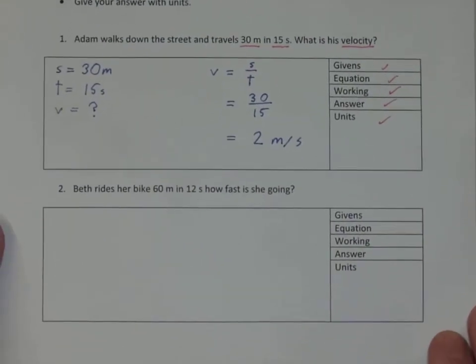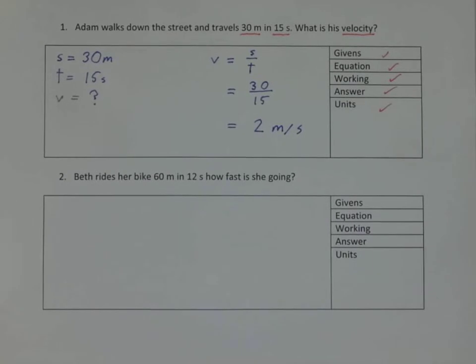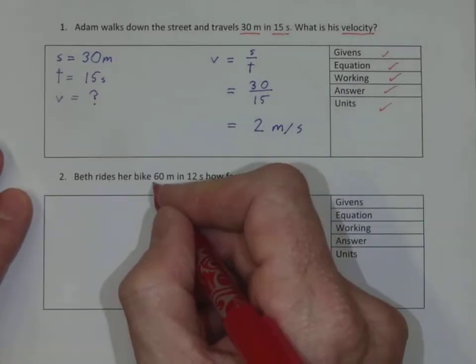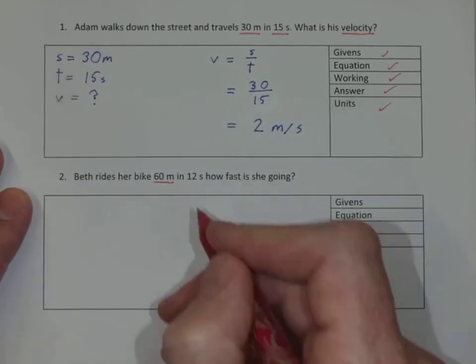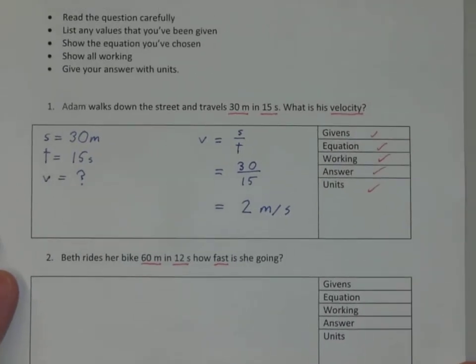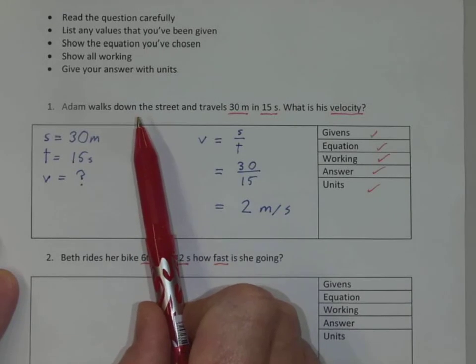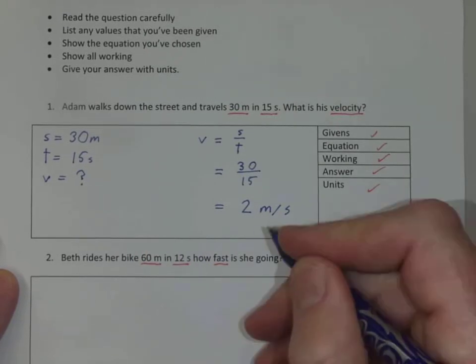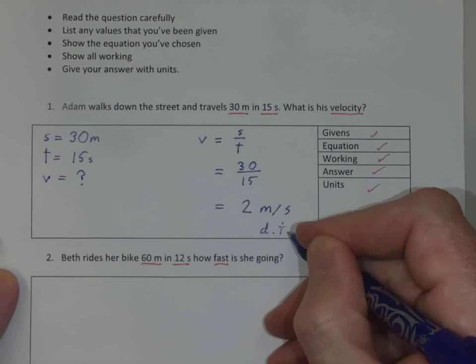Another question. Beth rides her bike 60 meters in 12 seconds. How fast is she going? So the important information in this question as we read it carefully, 60 meters in 12 seconds, how fast is she going? Actually, let's take a step back to question 1. We were asked about the velocity. 2 meters per second needs a direction. The only direction they've given us in the question is that he's going down the street. So we'll put down there, down the street.